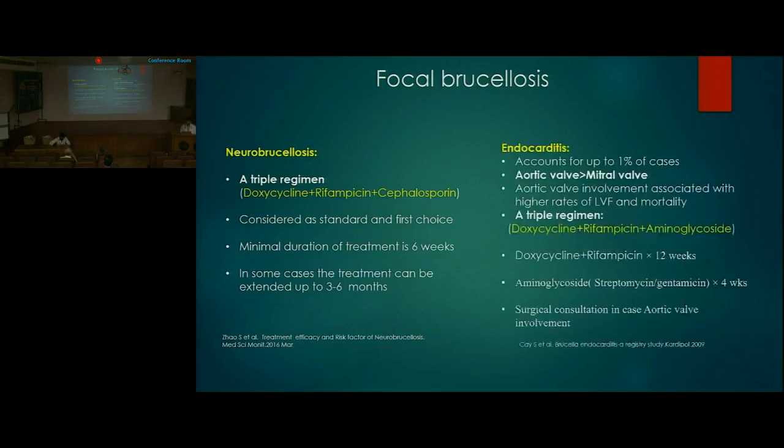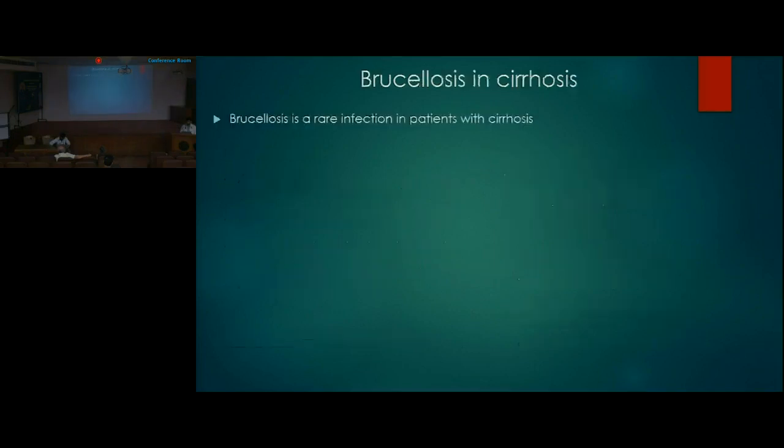Endocarditis accounts for 1% of all cases of brucellosis. The aortic valve involvement is more common as compared to the mitral valve involvement, and when the aortic valve involvement is there, then there is a higher rate of left ventricular failure and greater mortality is associated. A triple regimen is recommended for the management with doxycycline, rifampicin, and aminoglycoside. The doxycycline and rifampicin should be given for 12 weeks, with aminoglycoside given for 4 weeks.